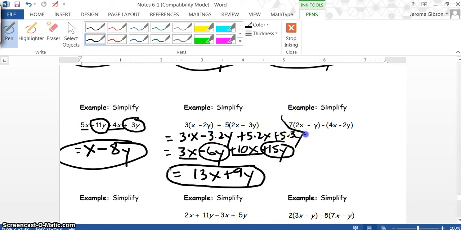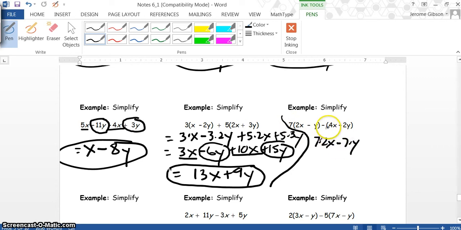Now we come here to this example. We have 7 times the parenthesis 2x minus y minus parenthesis 4x minus 2y. So we will use the distributive property. You have 7 times 2x, and then you have minus 7 times y.